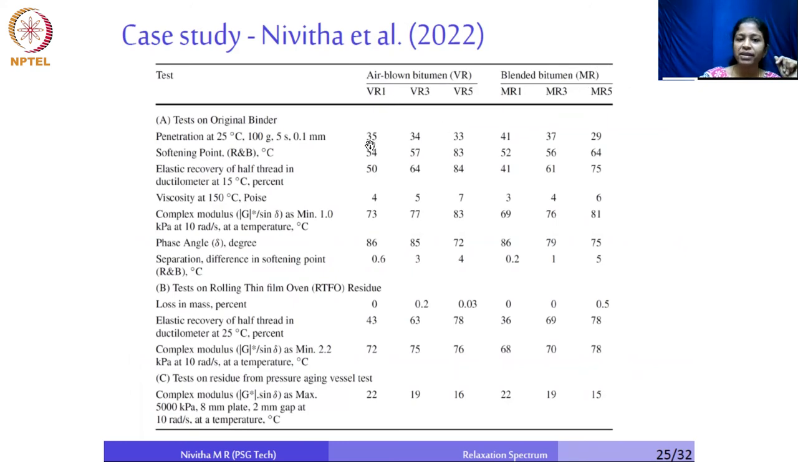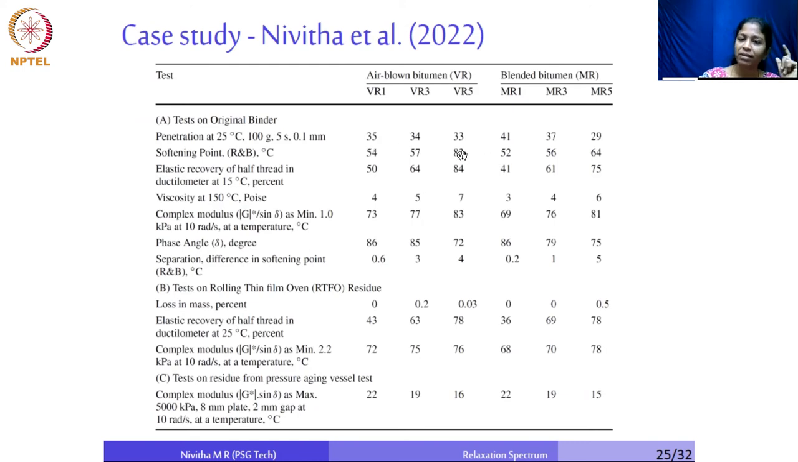Now, if you look at the penetration, let's say VR1 and MR1, marginally higher. Here you can see now MR is marginally higher. And as the dosage increases, you can see how the value varies. Similarly, the softening point. If you look at VR1 and MR1, they have identical softening point values.